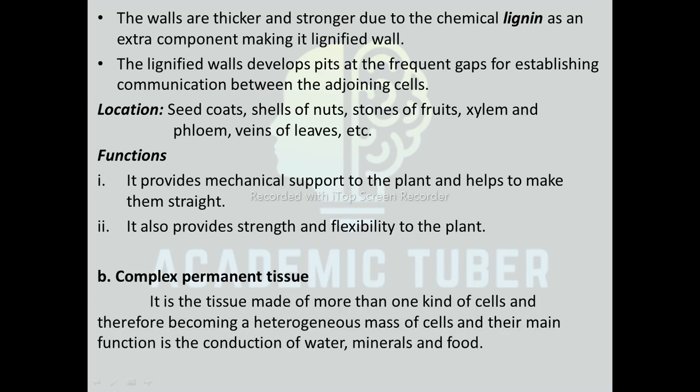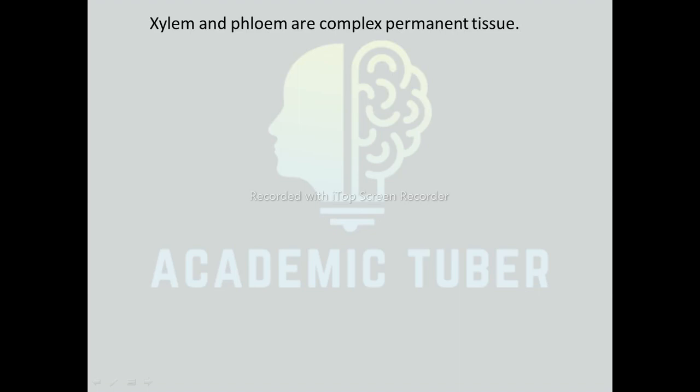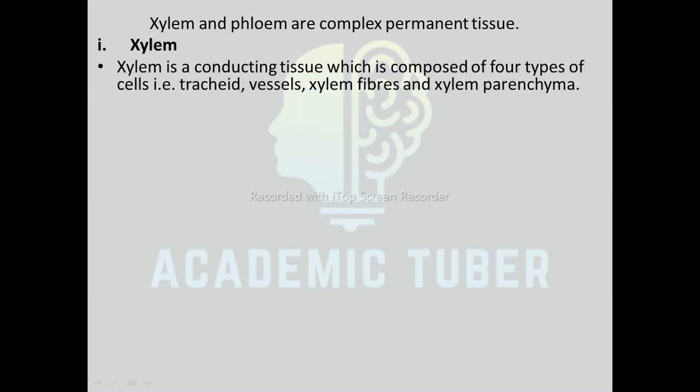Next one is complex permanent tissue. It is a tissue made of more than one kind of cells, and therefore becomes a heterogeneous mass of cells, and their main function is the conduction of water, minerals and food. Xylem and phloem are complex permanent tissues.